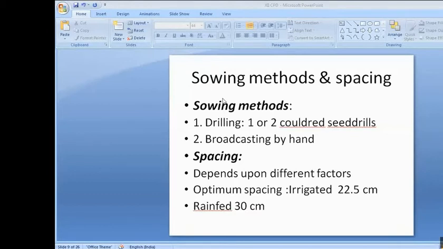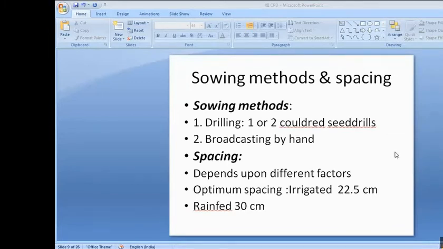Then sowing methods and spacing. Now there are different methods of sowing. We have already studied them last year, but the major ones here in this case are the drilling method and the broadcasting method. Two methods are used. Now what is the drilling method?